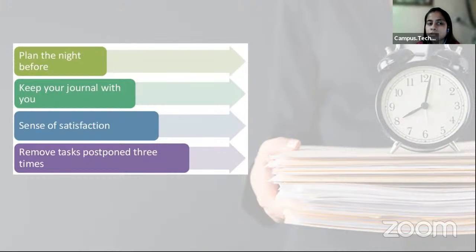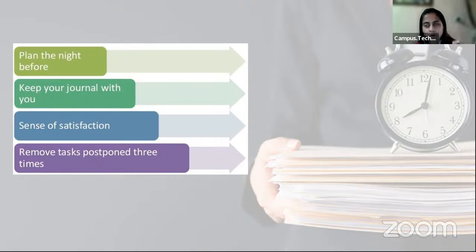Remove task postponed 3 times. Just keep on checking your journal. If you find any task which you have been postponing for more than 3 times, like today you were supposed to do it today, again you couldn't do, you have added that in your tomorrow's list. Tomorrow you couldn't do, you have added in your next day list. And this is how we have seen that the same task is taking an hour of my day every day, and still I'm unable to complete that thing. I'm again and again postponing.